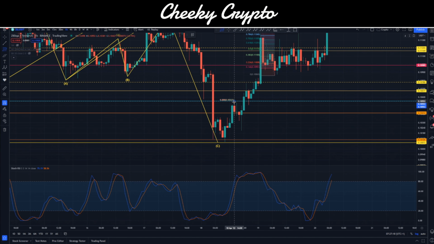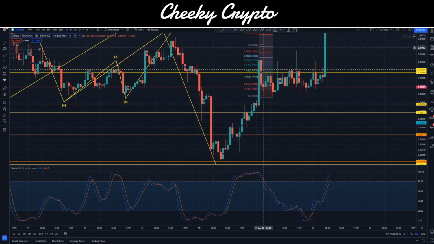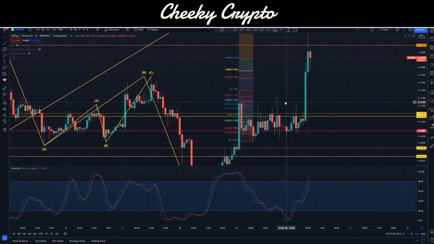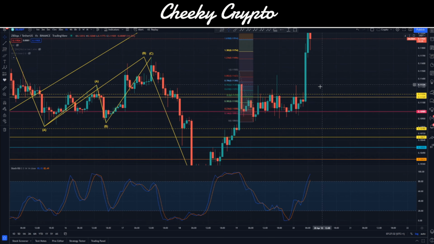So we're going to grab a fib and we're going to just measure this distance because we have got a 5-wave structure here. At least it appears to be a 5-wave structure. We'll just check. Yes, it is. And then of course we start to see a bit of a pullback with the 4th wave. And then we finally get that 5th wave higher.